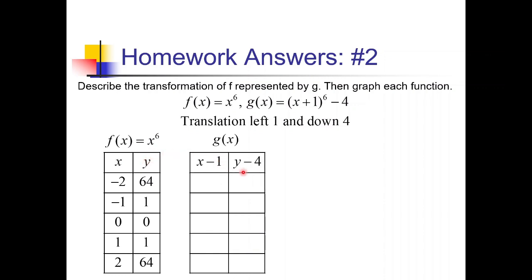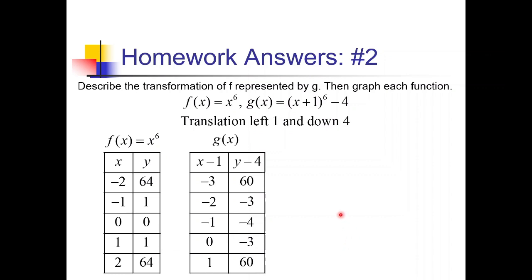Down 4 means I have to subtract 4 from the y values. So y minus 4. So subtracting 1 from all my x's, negative 2 minus 1 is negative 3. And then negative 1 minus 1 is negative 2. 0 minus 1 is negative 1. 1 minus 1 is 0. And 2 minus 1 is 1. Subtracting 4 from the y values, 64 becomes 60, 1 becomes negative 3, 0 is negative 4, and then these values repeat, so we've got negative 3 again, and 64 minus 4 is still 60.